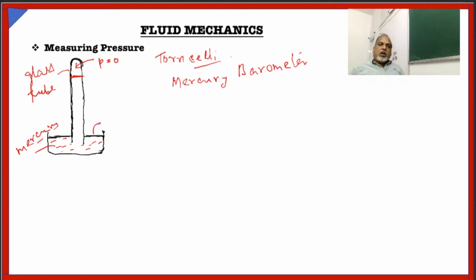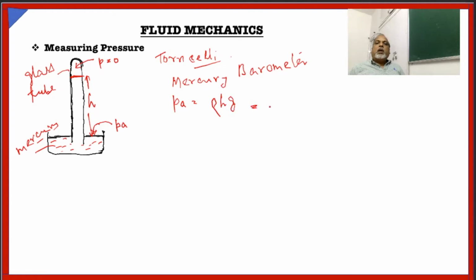Naturally, what is the pressure here? It is the atmospheric pressure because it is open to the sky. That means, as if you can say, this atmospheric pressure has forced the mercury up to H height. That means PA, atmospheric pressure, is nothing but rho g h or Hg.